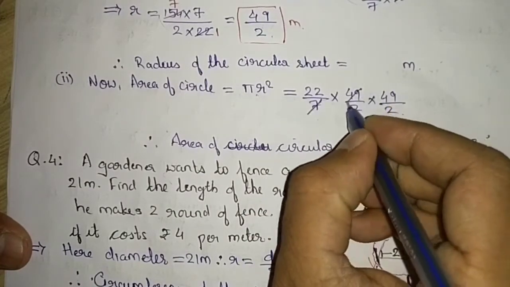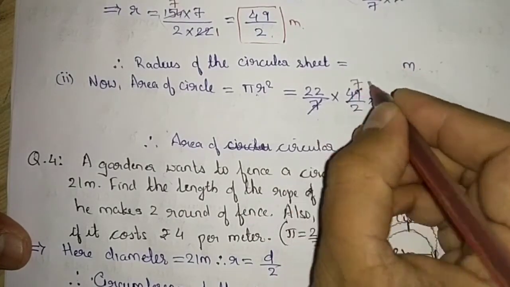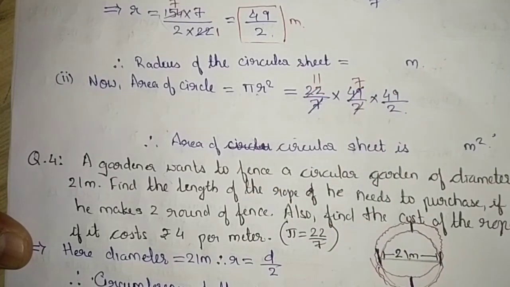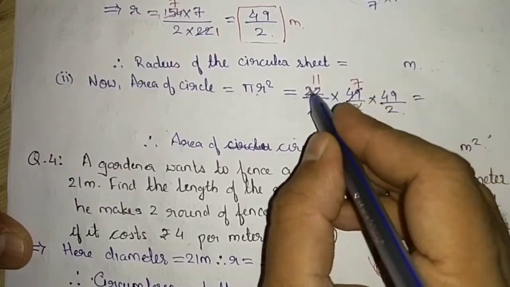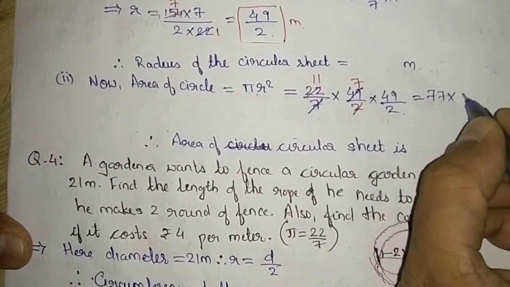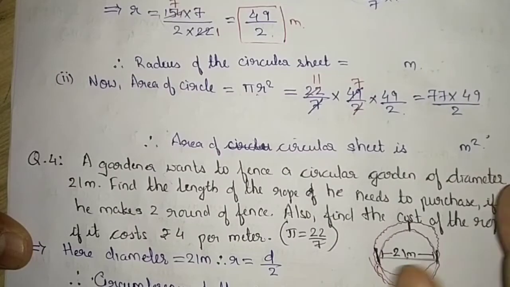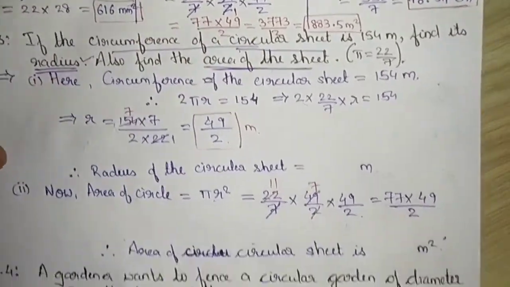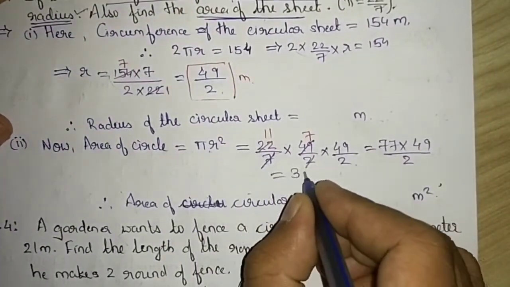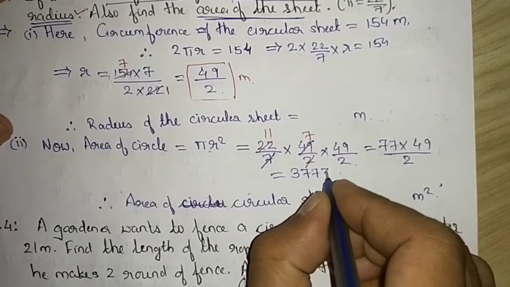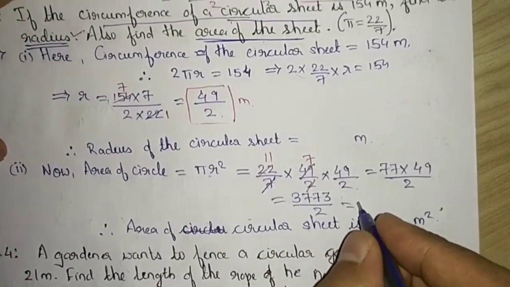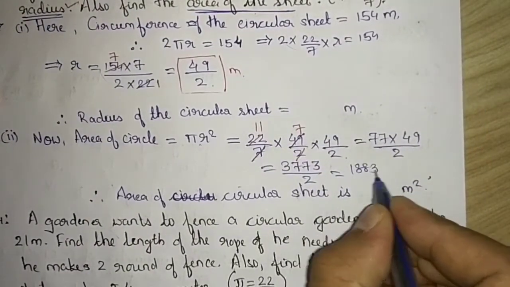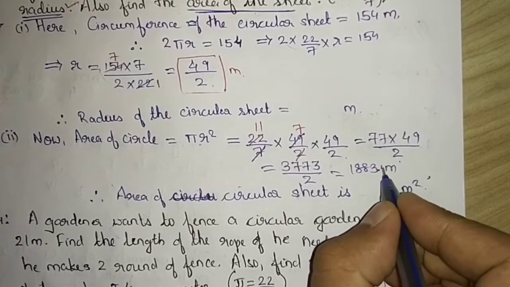7 ones are 7, 7 sevens are 49, 2 ones are 2, 2 elevens are 22. Already this we have solved further. 11 sevens are 77 into 49 divided by 2. We have solved this in part B. 77 into 49 will give me 3773 divided by 2. It will give me 1883.5 meter square.